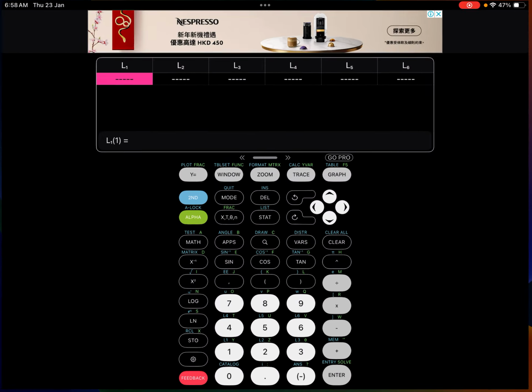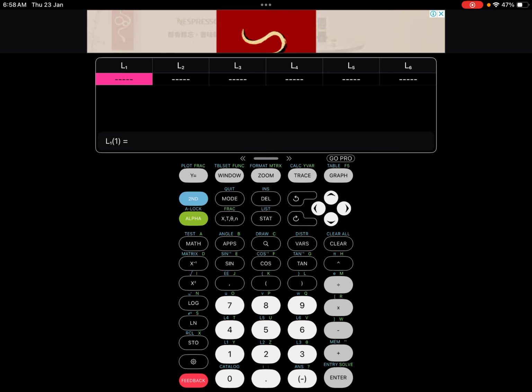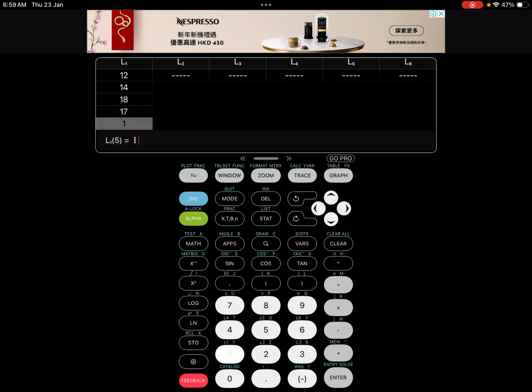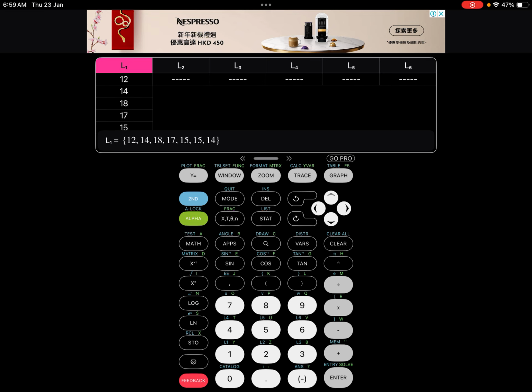Okay, so I'll put the data in. This would be 12, this would be 14, this would be 18, 17, 15, 15, 14. And under L2 I'll put the expected frequency, which is going to be 15 for each of them.